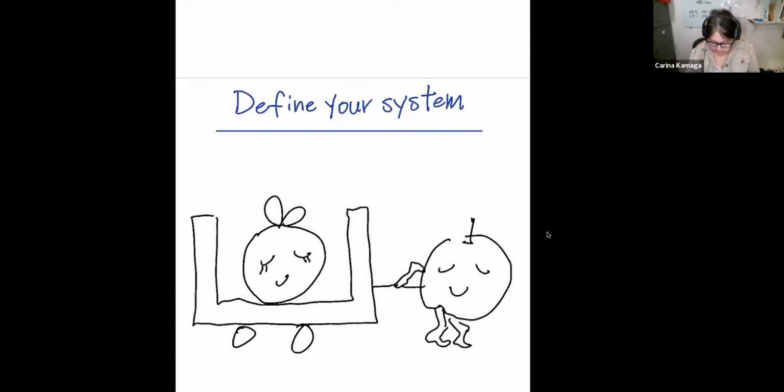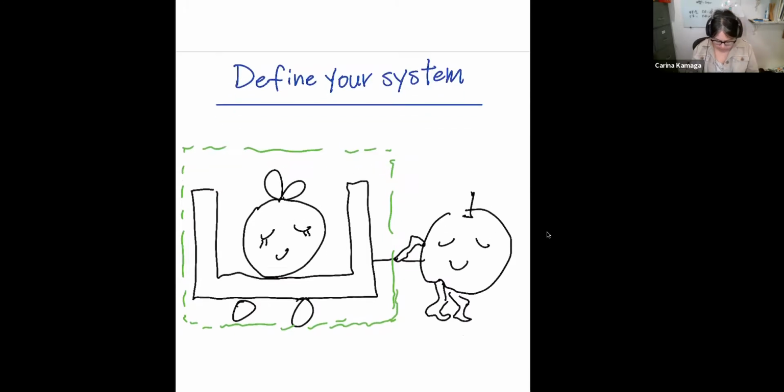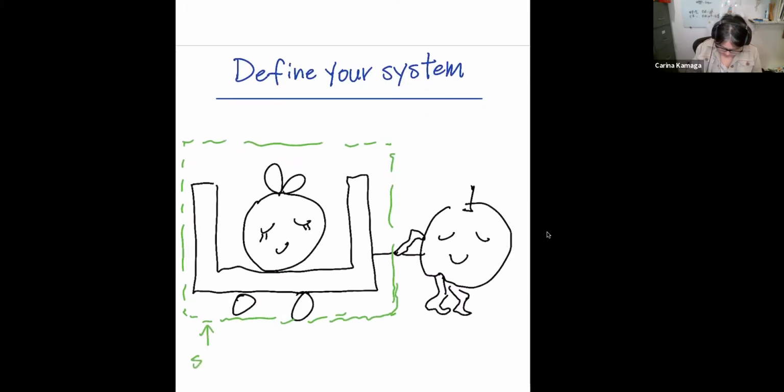Let's define the system. So I'm going to define that this is going to be the system of our interest, which is just the orange that's in the cart. This is going to be the system. So here is the system with only orange. All right, this is the system with only orange.